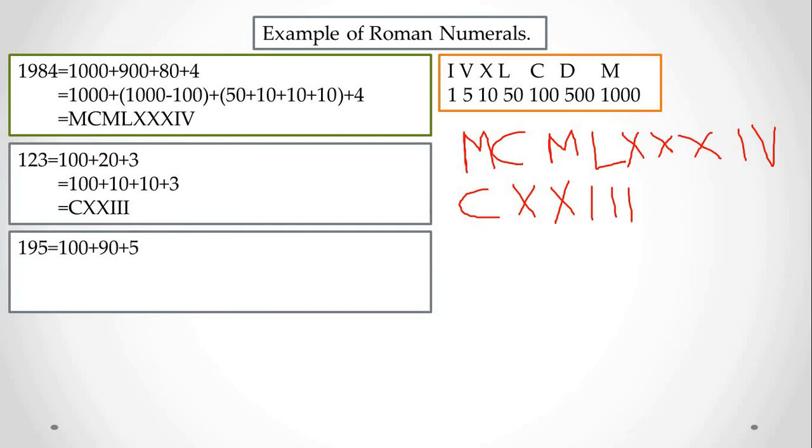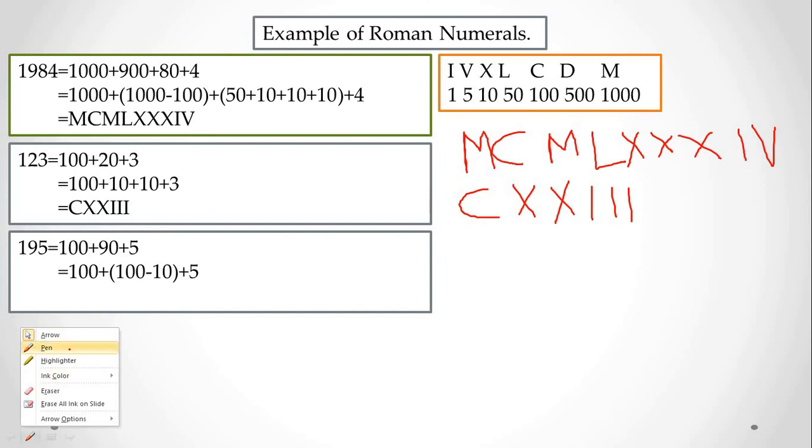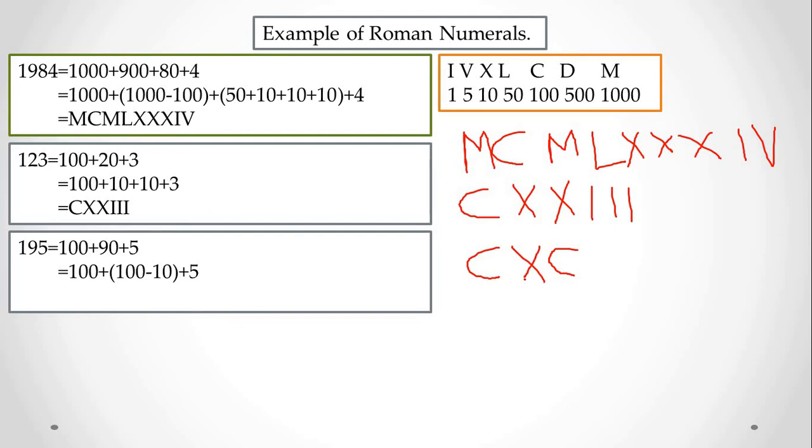195 means 100 plus 90 plus 5. So it can be written: 100 as it is, 90 means 100 minus 10, and 5 as it is. So again I tell you the explanation. 100 means C. 100 minus 10: first you write C, and on this side you write 10. So it is 90. 5 is nothing but this number. Again we will cross check: CXCV.